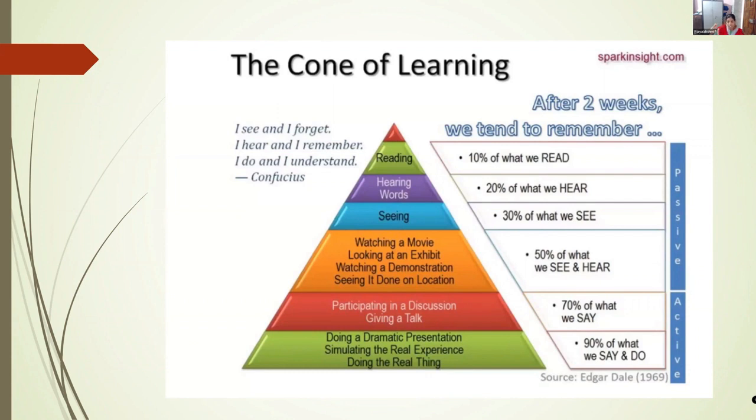The last two things are active learning. So when will they get 100% learning, what do you think? Reading, hearing, seeing, just watching, only 50%. Participating in that and doing the real thing, 90%. What do you think, when will they get at least 100%, not 99.9%? When do you think?